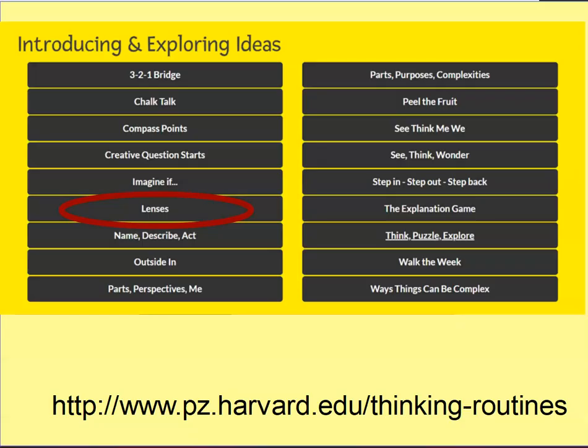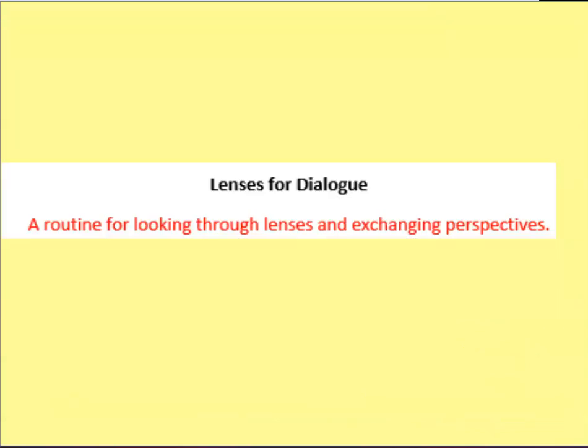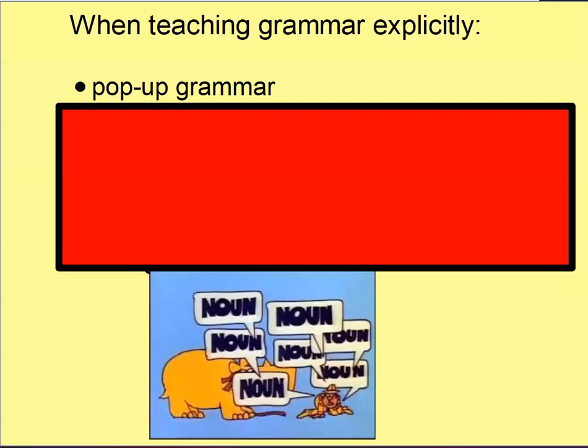We are still in introducing and exploring ideas, and now we're looking at lenses. And again, these are all located on the pz.harvard.edu/thinking-routines website, and link in the description. Lenses, we use a lot in literary critique. So if your English language arts colleagues, they are very well acquainted with this one. This is a routine for looking through lenses and exchanging perspectives.